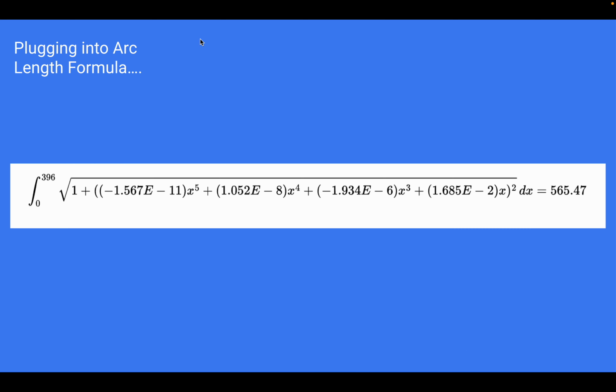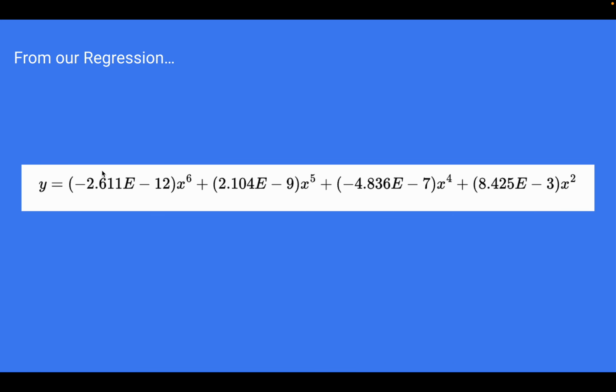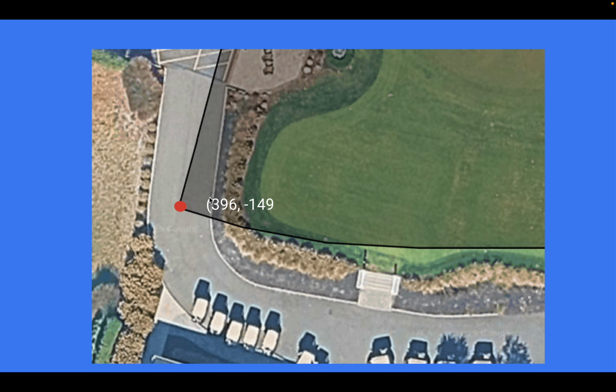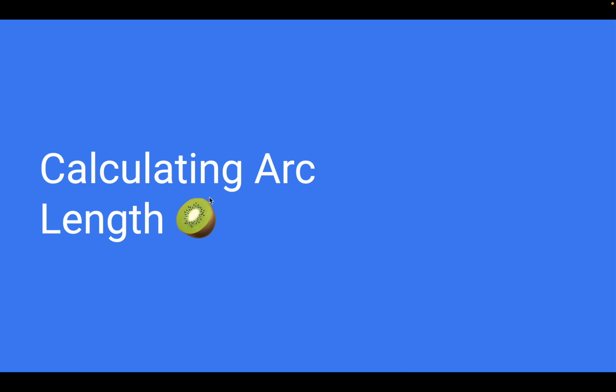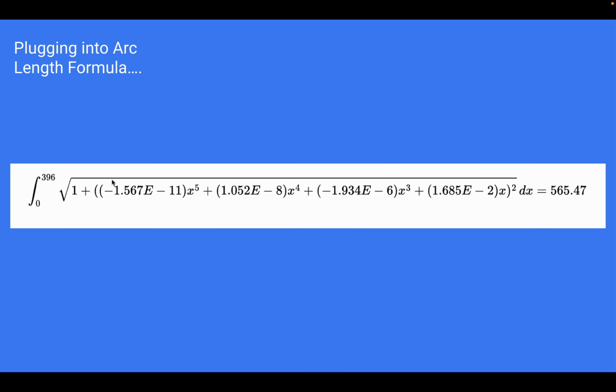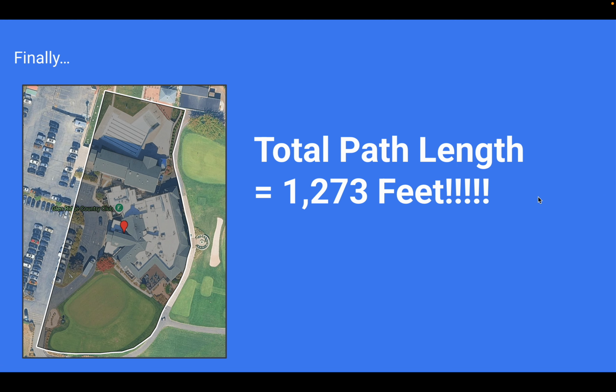You can see the formula of the arc length is the definite integral from 0 to 396, because those were my two bounds if you want to go back and look at it. See, 396 and 0. And then after we do that, it's the definite integral from those bounds of the square root of 1 plus the derivative, which we already calculated, squared, dx, and we get an answer of 565.47 feet. So in total, we can conclude that the total path length around this country club is 1,273 feet. Thank you for listening.